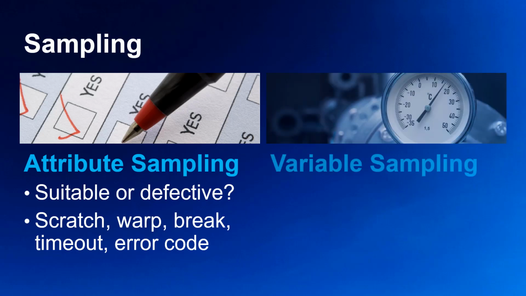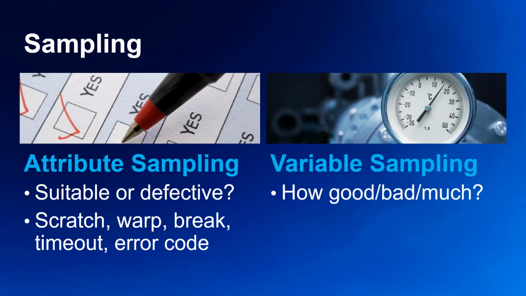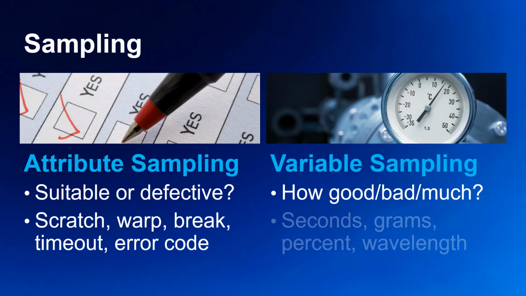Next, we have variable sampling. Here we measure how good, how bad, or how much on a continuous scale. We may measure time in seconds, weight in grams, contaminants in parts per million or percent, or color in wavelengths, and so on. Sometimes we may use variable measurement in attribute sampling. In other words, does the sample conform to the expected measurement or not?